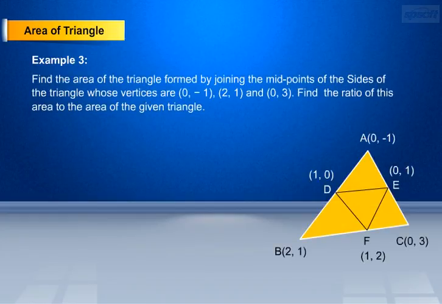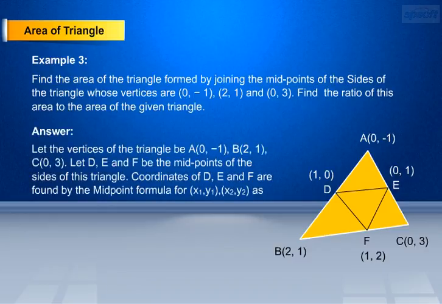Find the area of the triangle formed by joining the midpoints of the sides of the triangle, whose vertices are (0, -1), (2, 1), and (0, 3). Find the ratio of this area to the area of the given triangle. Let us see the solution now. Let the vertices of the triangle be A(0, -1), B(2, 1), C(0, 3). Let D, E, F be the midpoints of the sides of this triangle.